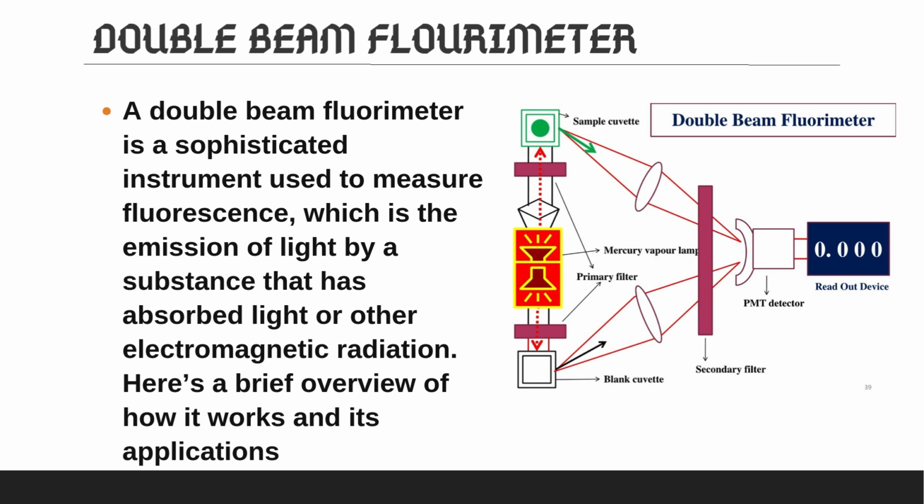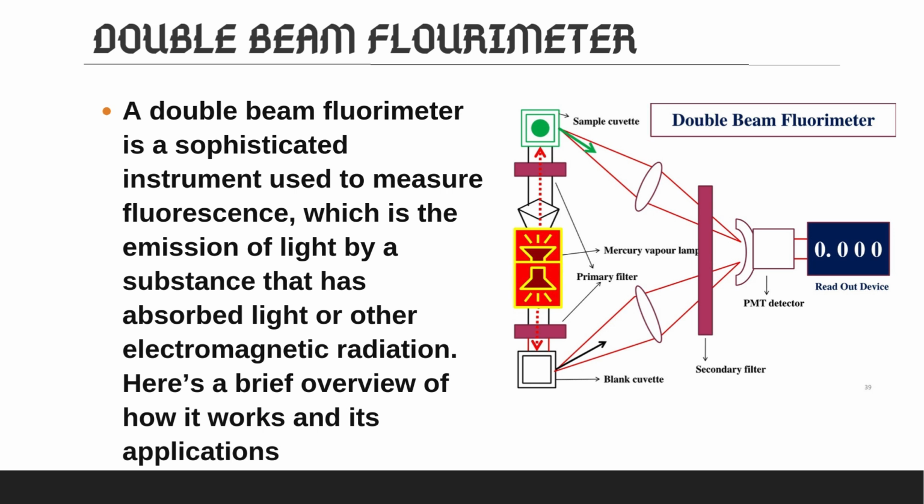Advantages of the double beam fluorimeter are increased accuracy. By comparing the sample's fluorescence to a reference, it minimizes the effects of fluctuation in light intensity and detector sensitivity, leading to more reliable results. Better sensitivity, more effective at detecting low concentrations of fluorescent compounds. Enhanced dynamic range, can handle a wide range of sample concentrations without losing accuracy.